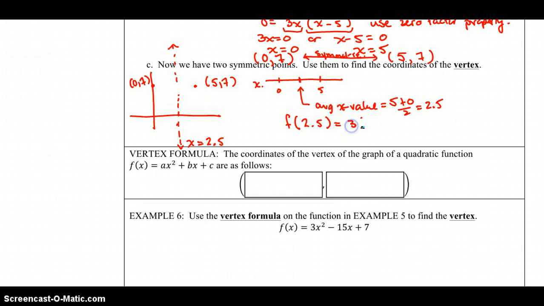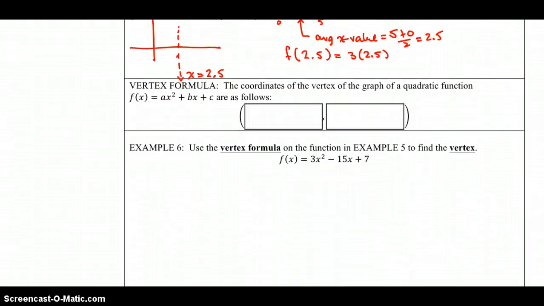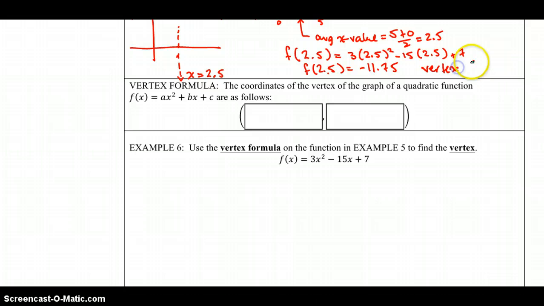So we're going to get 3 times the quantity 2.5 squared, and then minus 15 times the quantity 2.5, plus 7. And if we evaluate this, we get negative 11.75. So for this particular problem, our vertex is at 2.5 and negative 11.75.